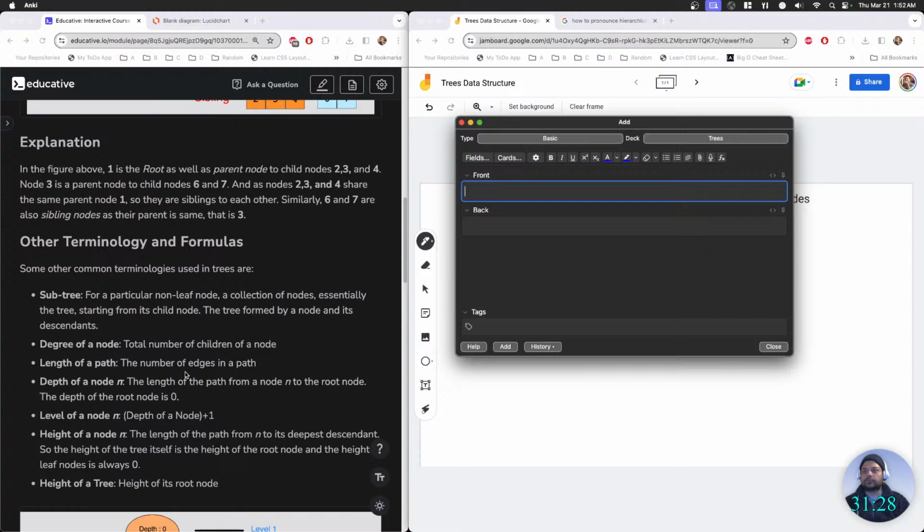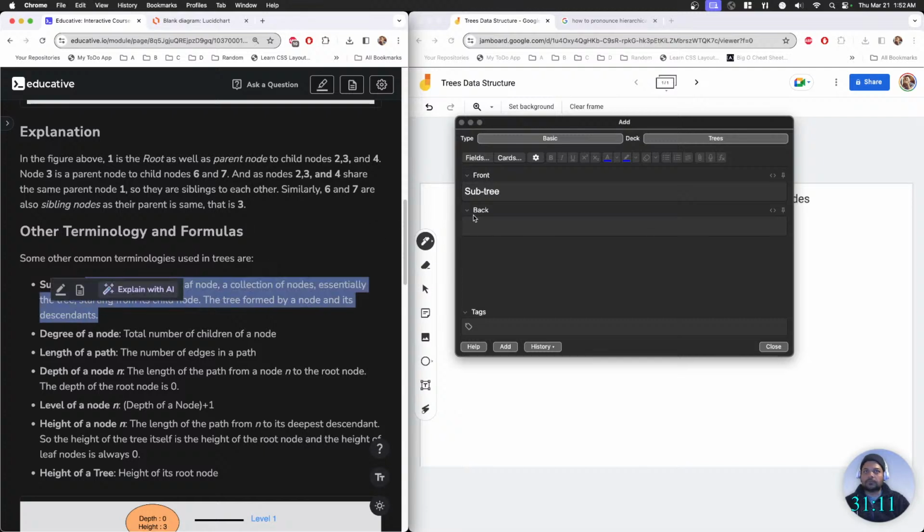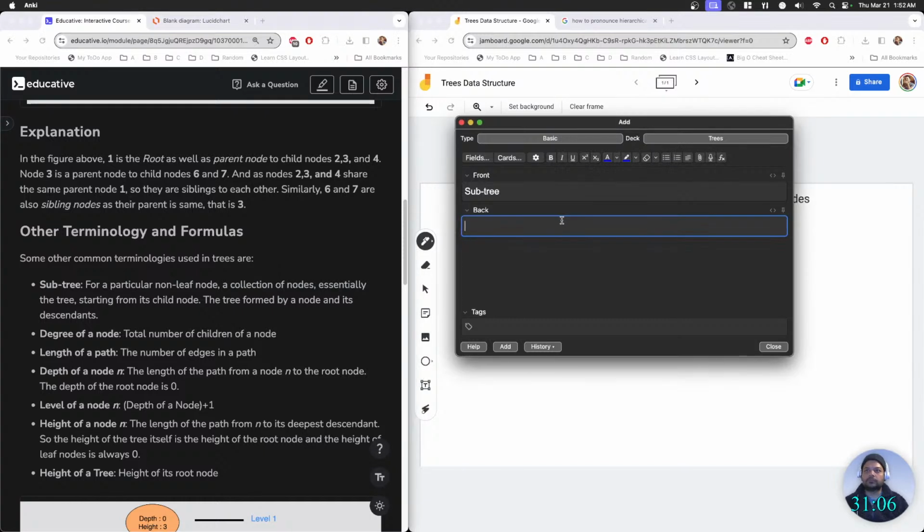Other terminologies and formulas. Okay, subtree. For a particular non-leaf node, the subtree is the collection of nodes starting from its child node. Actually, it's good to write it out.